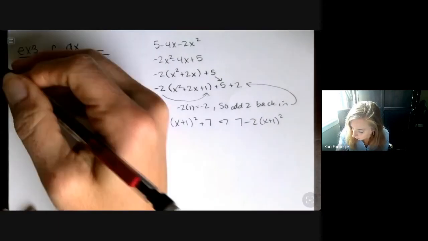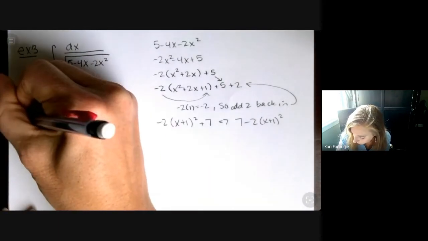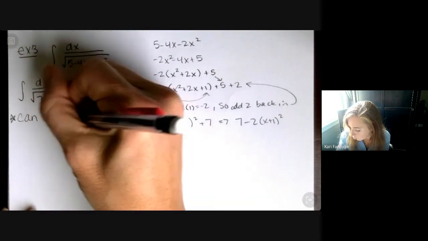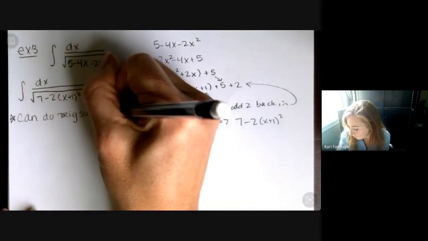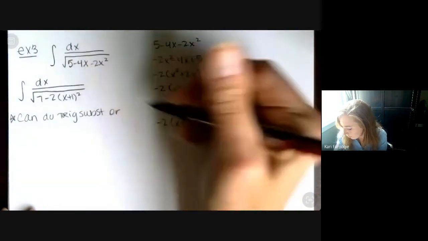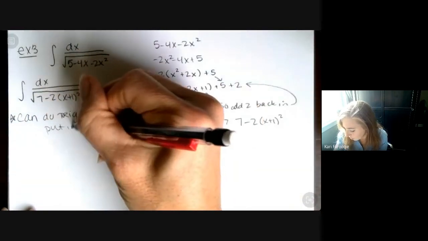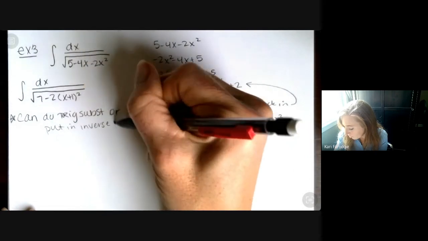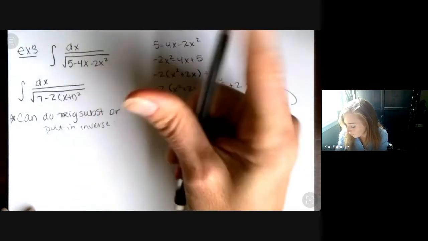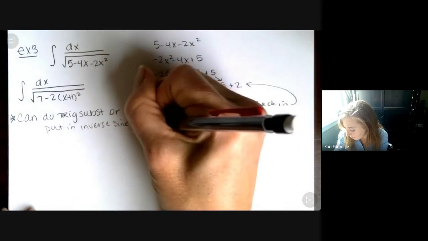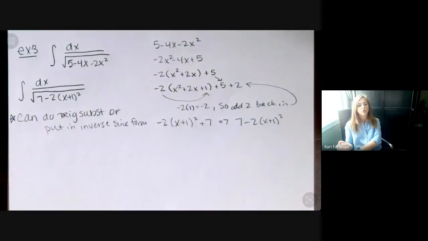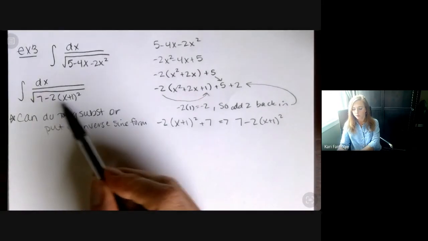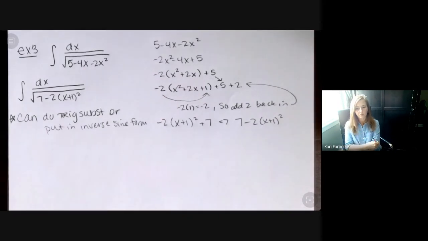Okay. So I'm going to even make a note here. You can do a trig substitution or put it in an inverse sine form. Now, the only tricky thing about doing an inverse sine here is just, you know, when you make this a 1, the work gets a little bit algebraically heavy. The trig substitution is going to be a little easier. So let's do that.